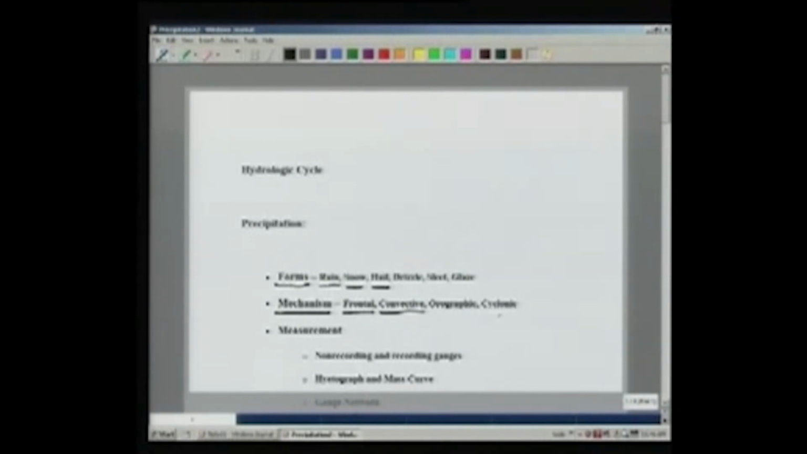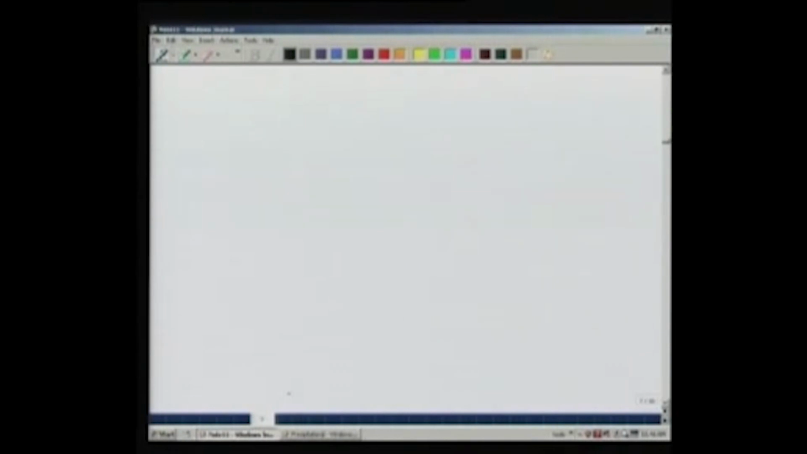The third mechanism is called orographic precipitation, and in this form, if we have, let's say, a mountain and air coming in, it will rise because of the rise in the ground elevation, and then as it rises up, again the temperature decreases and there will be some precipitation which is known as the orographic precipitation.